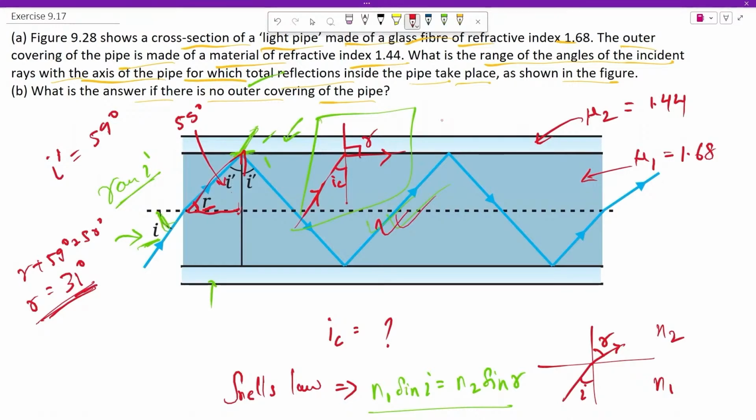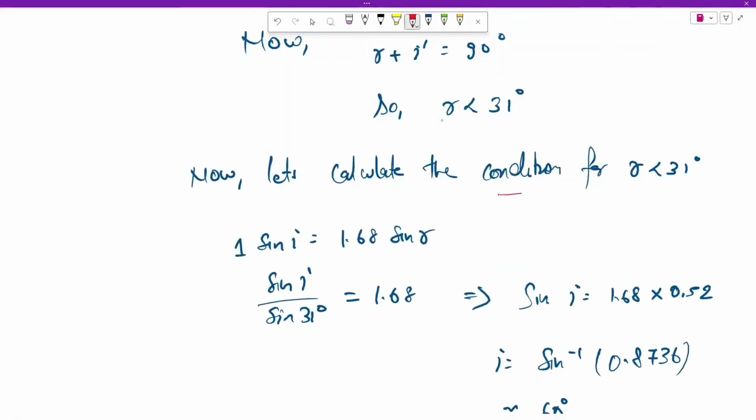Now for this value of R to be 31 degree, what should be the angle of incidence? Again we will apply Snell's law over here. Now we can take the refractive index of this media as 1, and we know the refractive index of this media, that is the glass core media, as 1.68. So we will apply Snell's law over here. So calculating the condition for R that is less than 31 degree would be 1 sin I equals 1.68 sin R. Now sin I by sin 31 degree, that is sin R, would be equal to 1.68.